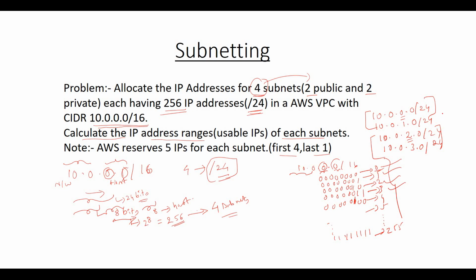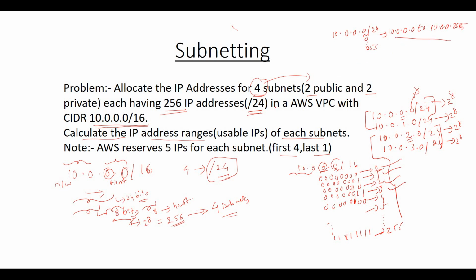Once we get the subnet CIDRs, it's easy to identify the address ranges. Here 24 means we have 8 bits for host addresses. So this will have 2 power 8 host addresses. Similarly, this is 2 power 8 and this is 2 power 8. For IP address ranges, for example, for 10.0.0.0/24, it should start with 0 here, then go up to 255. So the range will be 10.0.0.0 to 10.0.0.255. This is the IP address range for this subnet.